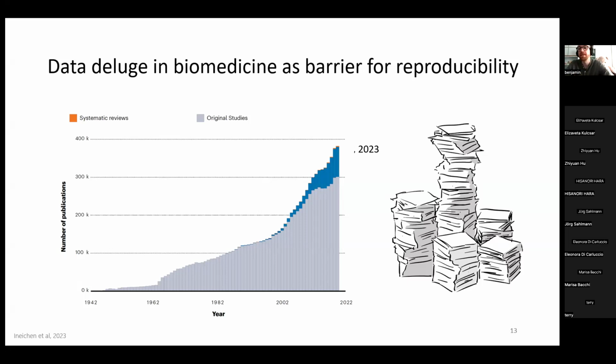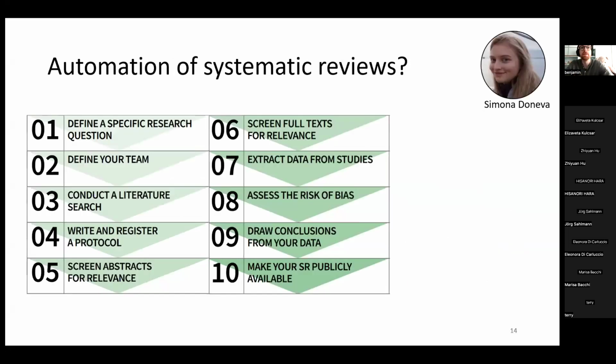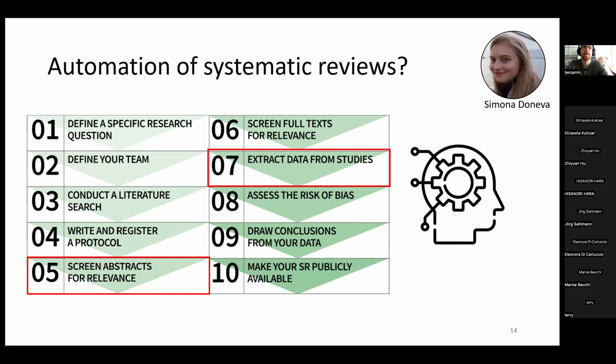So we are interested in automating this whole process of systematic review, or let's say semi-automating. In my opinion, there will always be some human in the loop. And this is obviously a very complex process, but we are interested in at least certain steps of the review process, like the abstract screening or the data extraction, which could be at least semi-automated.